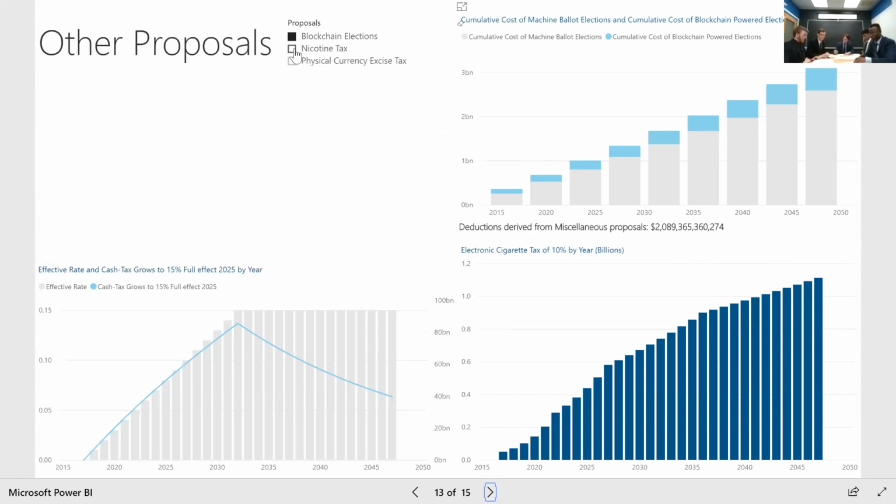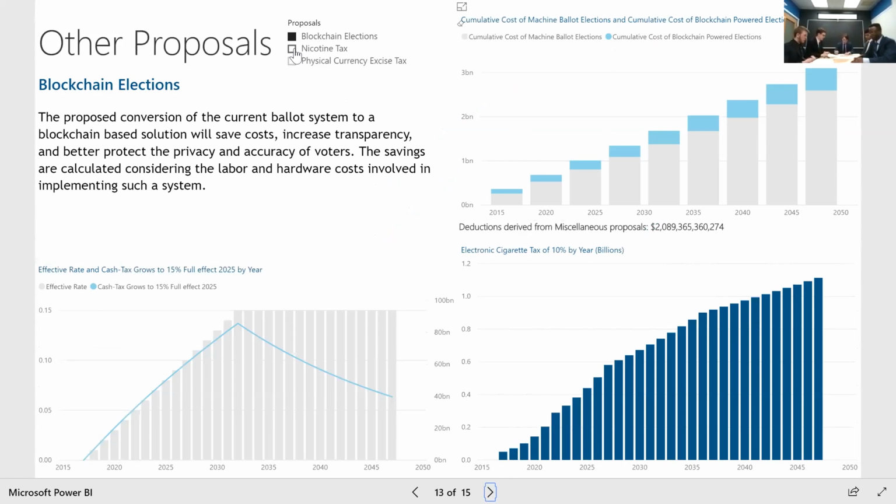Converting the current ballot system to a blockchain-based solution would save dollars over the next 30 years, increase transparency, and better enhance voter accuracy.